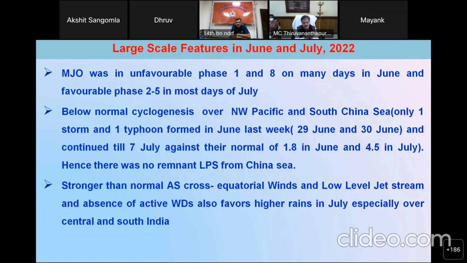The stronger than normal Arabian Sea cross equatorial winds and lower level jet stream over the Arabian Sea were very much favorable for increasing rainfall activity over the country. At the same time, there was an absence of active western disturbances, which could not offset the activity of the monsoon, and hence they also could not have an impact in that sense.